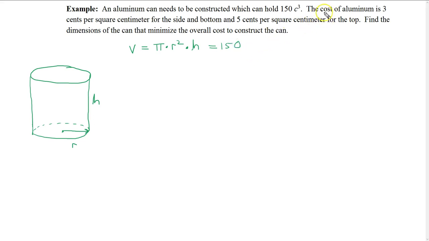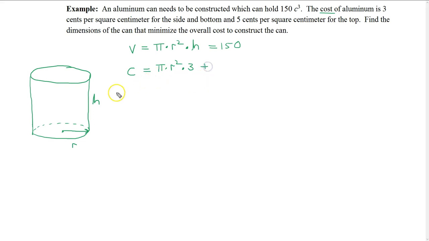Now we want to minimize the cost of the can. Now the cost equation, well, let's see. The cost of aluminum is 3 cents per square inch for the side and bottom. So we need to try to figure out the area of the side of the tin can and the bottom. Well, we already know what the area of the bottom is. That's just pi r squared. So this is pi times r squared. That's the area of the bottom, and we multiply that by 3. So that's the cost of the bottom, because it's 3 cents per square centimeter, and this is the area.